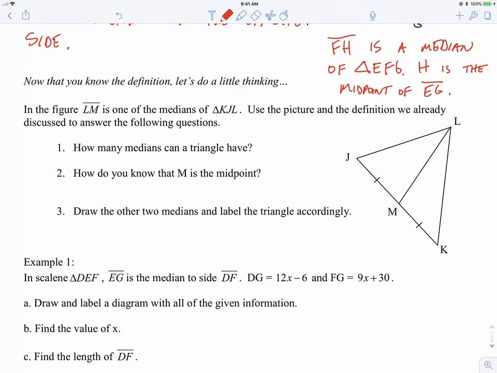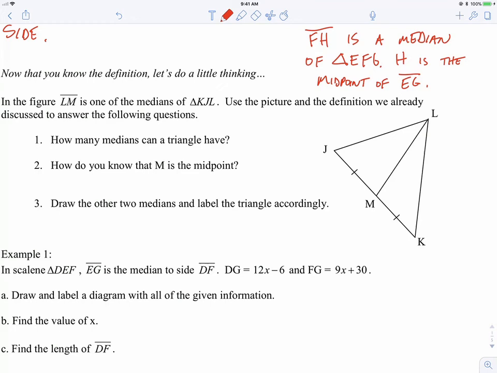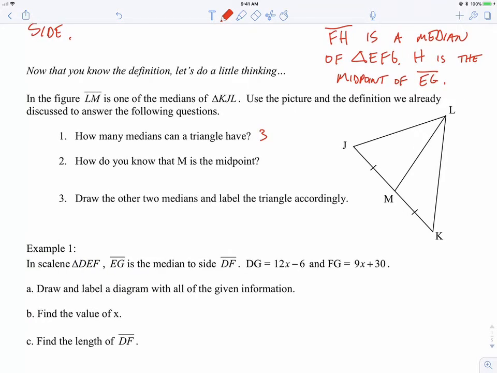So let's do a little thinking with these. How many medians can a single triangle have? That's 3. One of them is drawn in on this triangle to the right. How do you know that M is the midpoint? It's those markings on the segments, right, these guys here and here. Draw the other two medians and label the triangle accordingly.